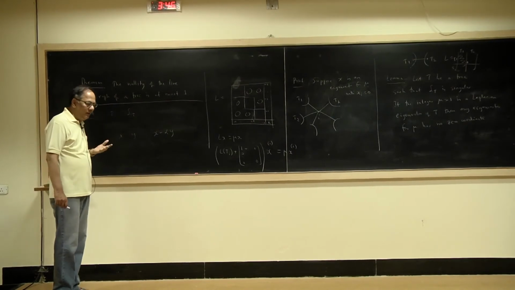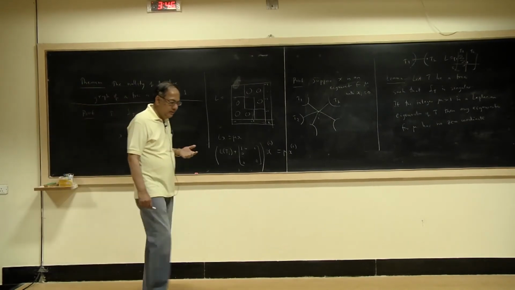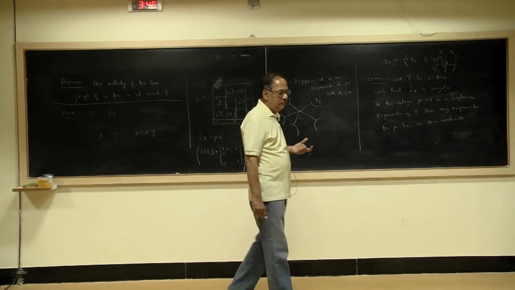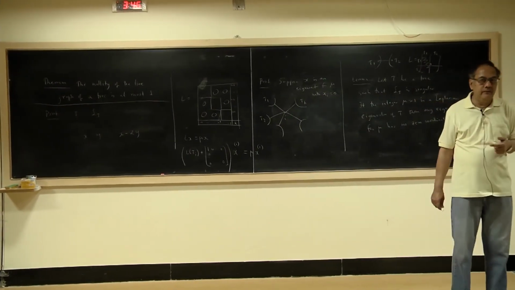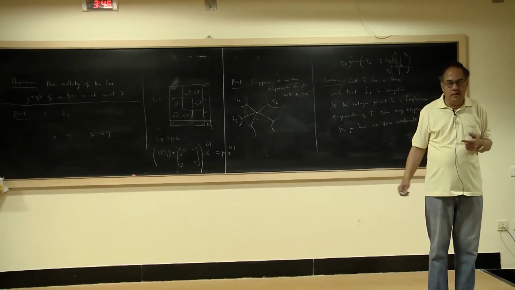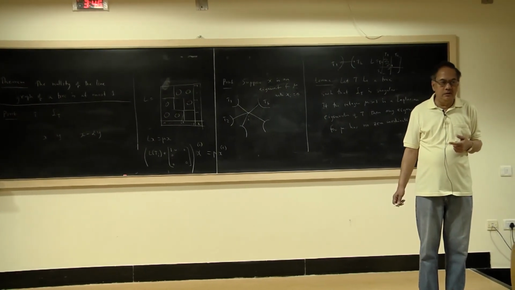So if G is a graph with an odd number of spanning trees, then the nullity of the line graph is at most 1. And in particular, for a tree there is only one spanning tree, and so you get it as a corollary.